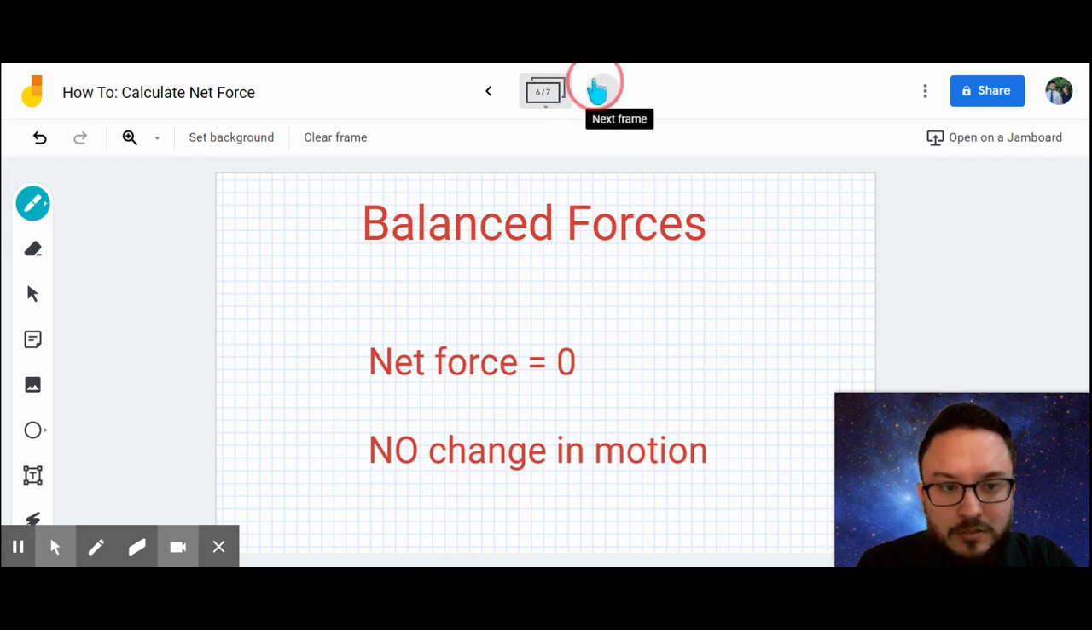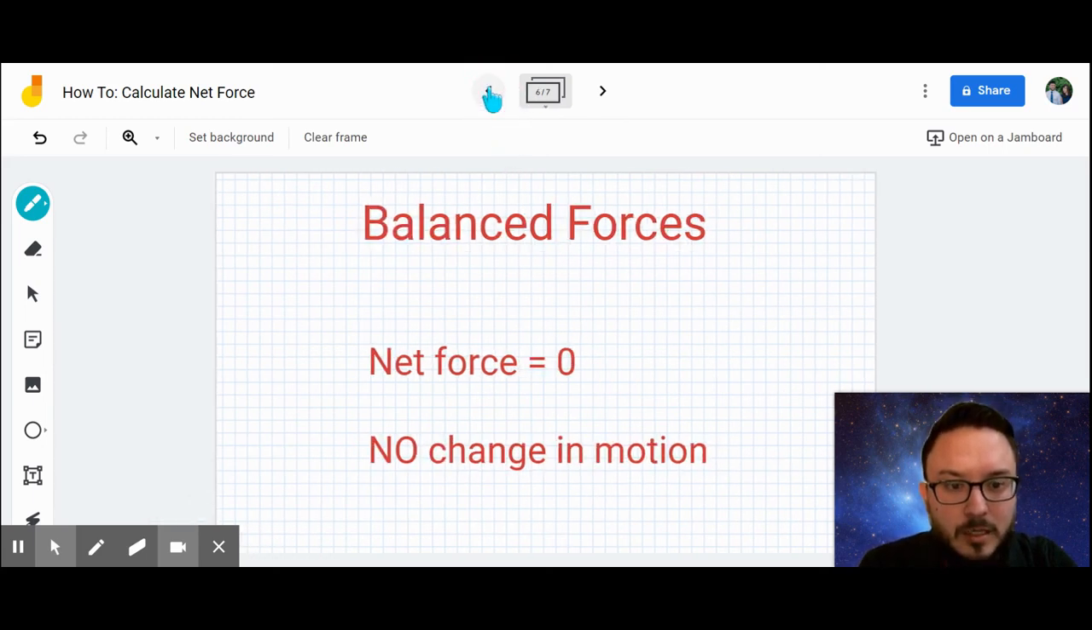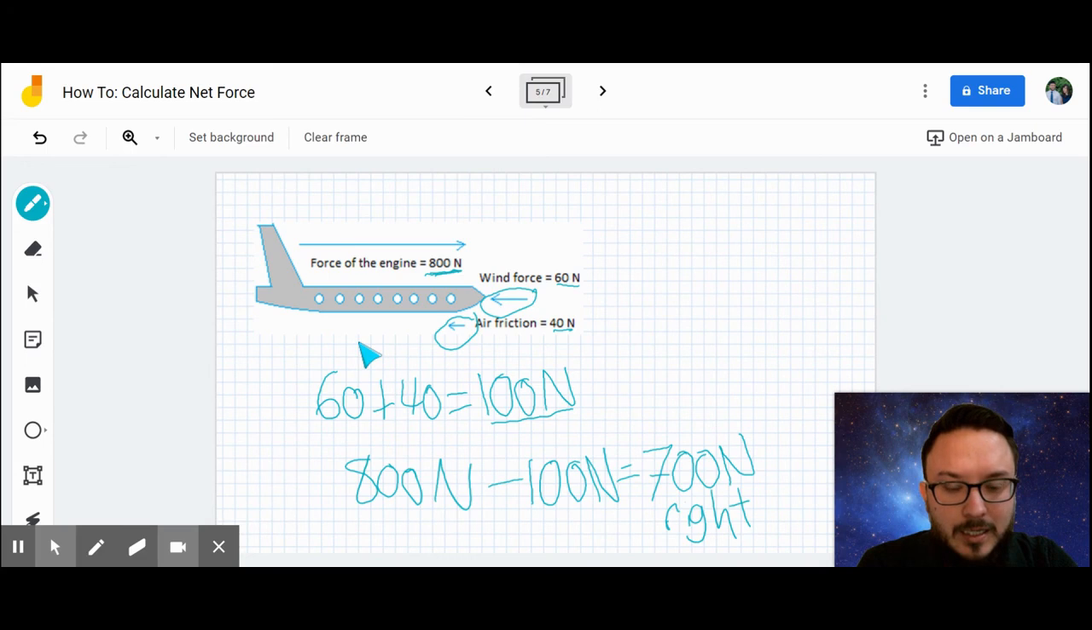Unbalanced forces, on the other hand, are going to have a net force that is greater than 0. And so anything above 0 is unbalanced because one force is stronger than the other, and these forces will change the object's motion. So all of our other examples besides the book were examples of unbalanced forces because they were greater than 0 and they were causing the object to move. In the case of our plane, the plane's force is stronger than wind and air, so the plane can move forward.